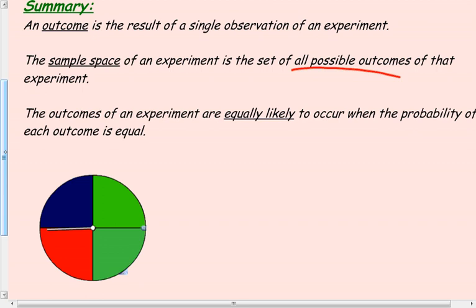So let's take a look at this spinner here. And let's first talk about sample space. Well, if I spin this spinner, the sample space is everything that I can get if I spin my spinner. Well, what are some of the possible things that I can get? Well, I can spin a green. Right? I can spin a green. I can spin a blue. Or I can spin a red. So this is the sample space. That's everything I could possibly get.